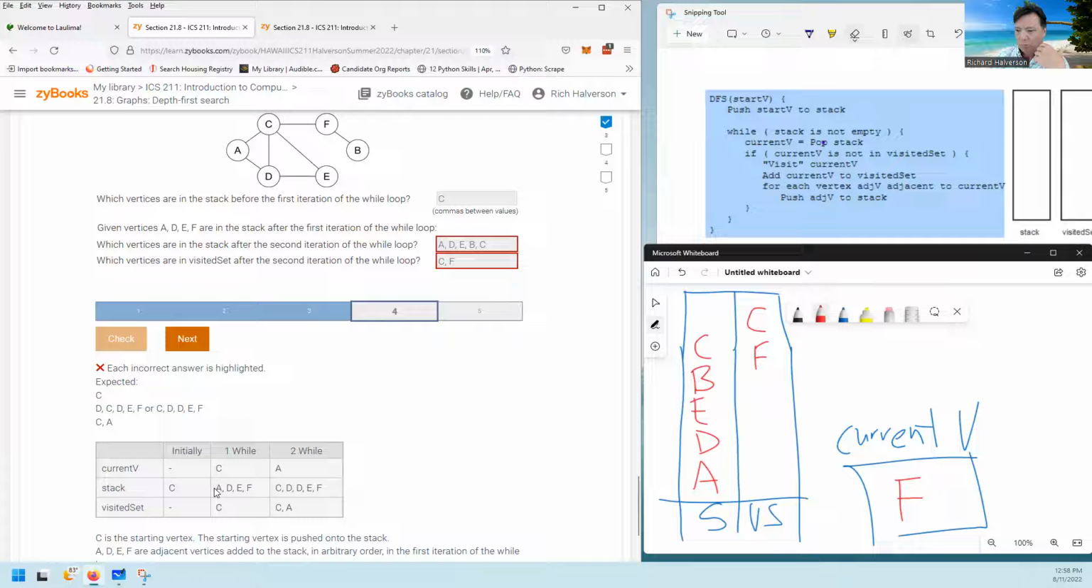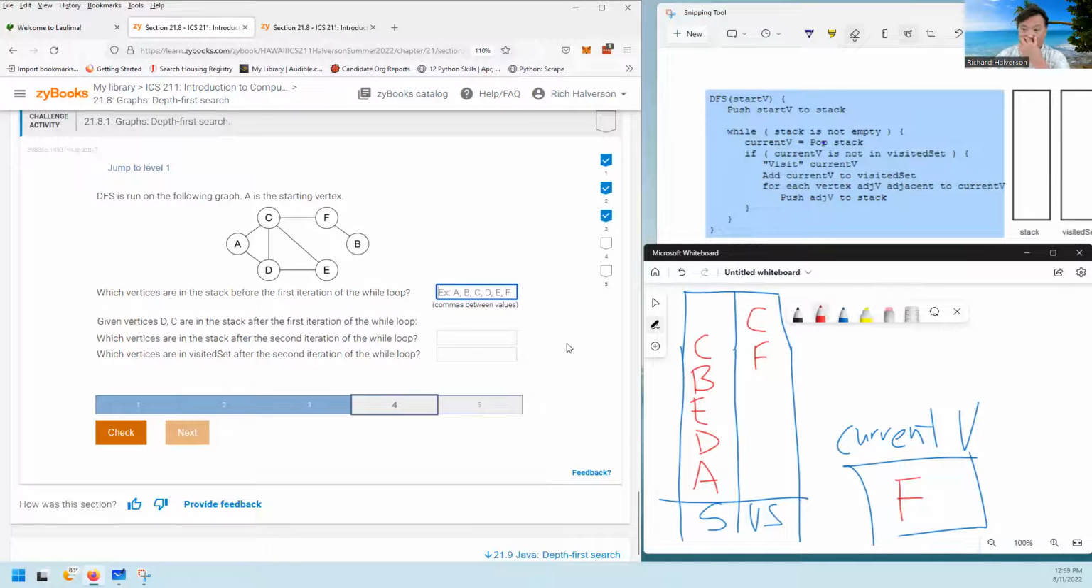Let's see. So it pulled out A, even though all of these were pushed onto the stack at the same time. Anyway, I think my answer was correct, but they didn't think it's correct. And I think it has to do with the fact that it kept everything alphabetical. This should have been in reverse order, so let's do it again. You get to see two of them.